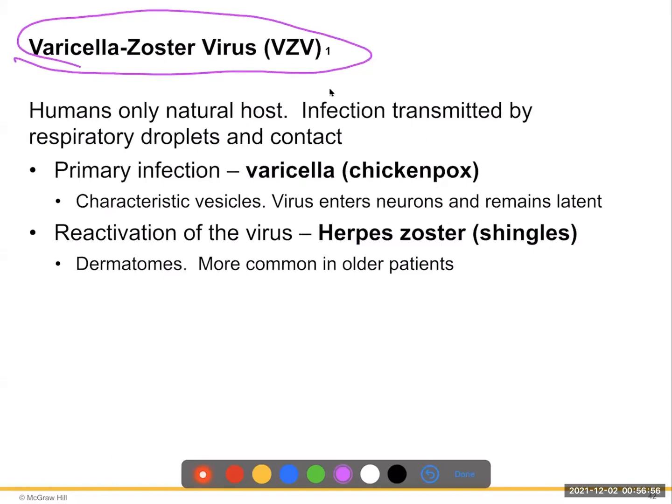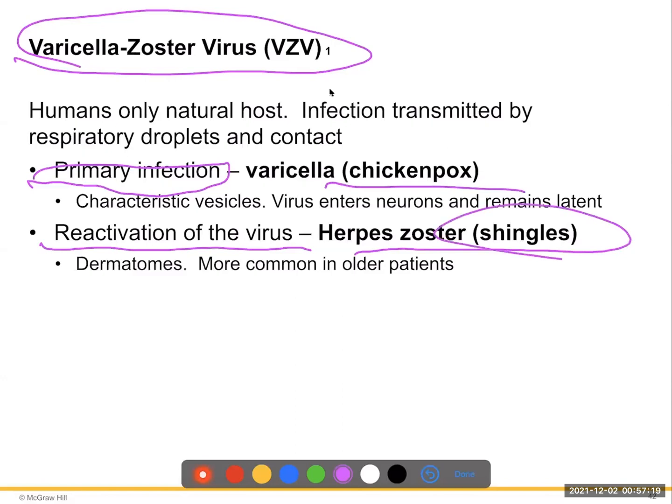So the primary infection, we're talking the first infection, is chickenpox. That's your varicella virus. That's your first infection. That's your primary infection. You get the vesicles, the virus enters the neurons and the nervous system, and it remains latent. It just stays there. When it comes out again, the recurrent infection, the reactivation of the virus, that's your herpes zoster, that's your shingles. So it's the same virus. It's just that one's your primary infection, which is your chickenpox. Then your secondary recurrence or reactivation of it after the latent stage is your shingles.